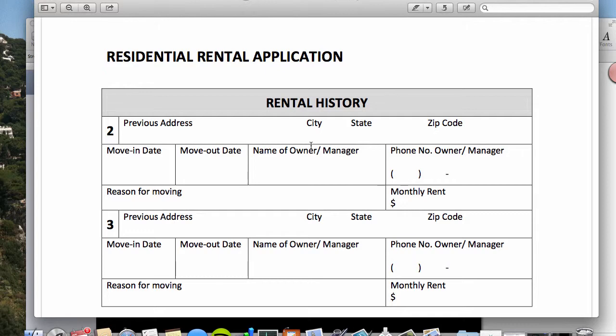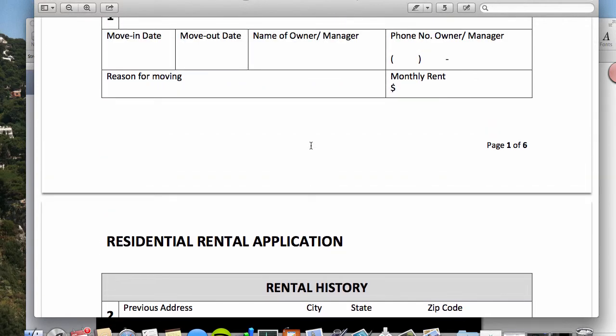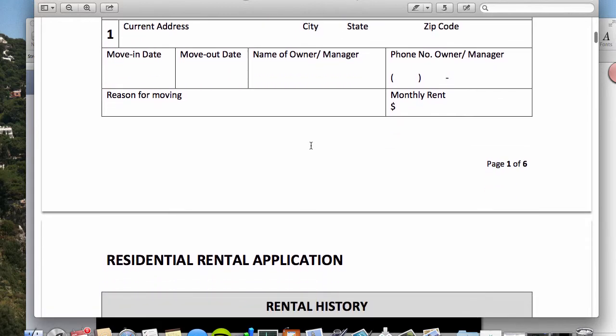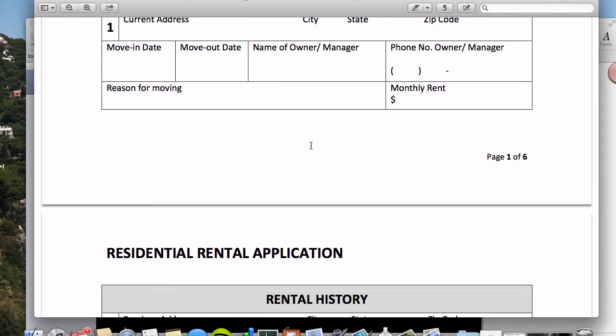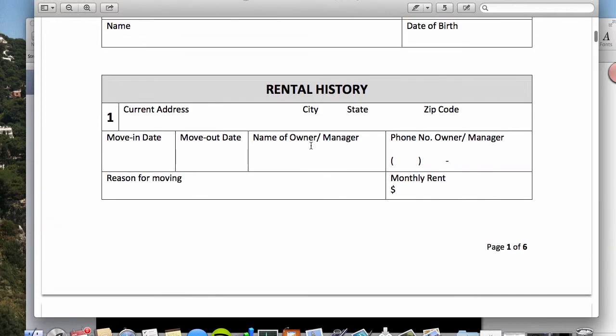So this could be, if this is somebody who's never lived anywhere but home, there's not going to be much rental history for you to be able to contact. Yeah, you can contact mom and dad and say, oh, how was your child? In terms of living at home, were they messy? But in terms of paying rent and those sorts of things, you can't really get information on that.